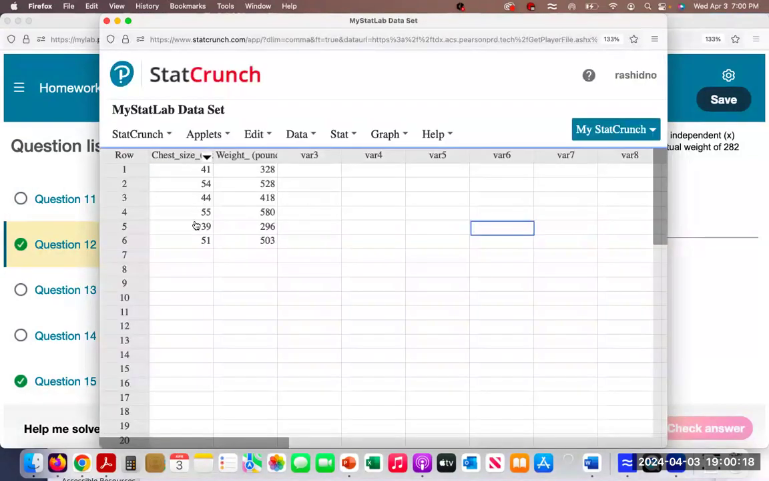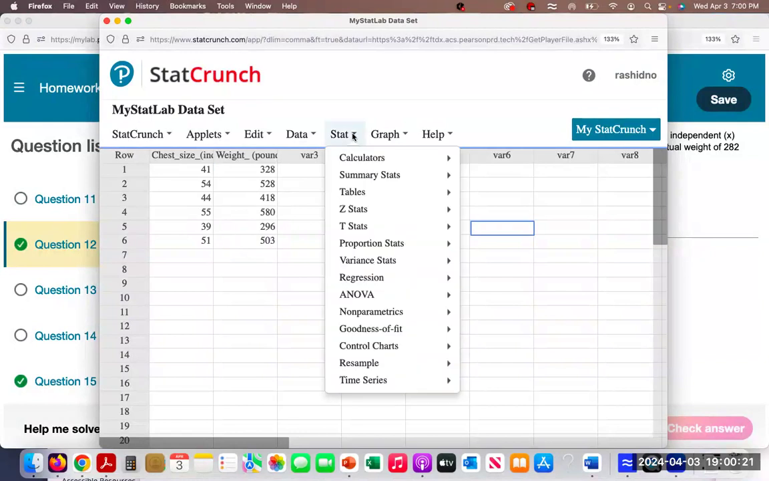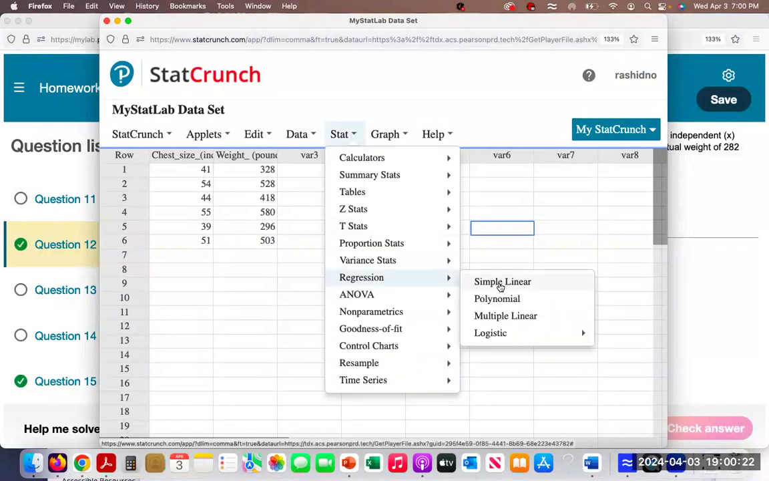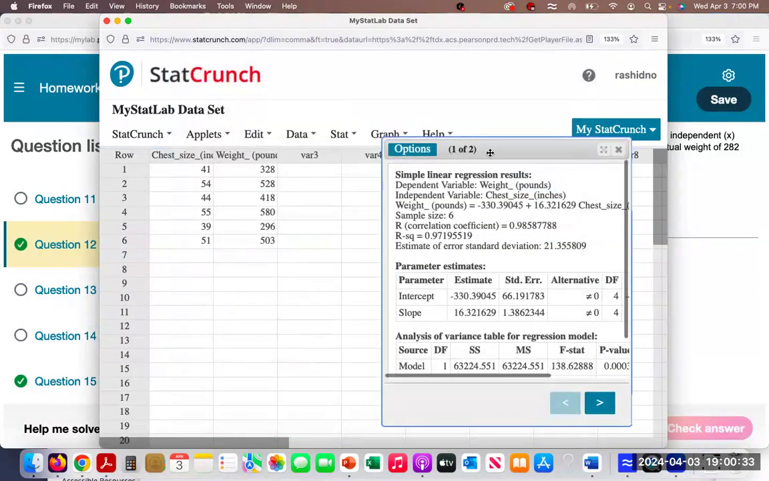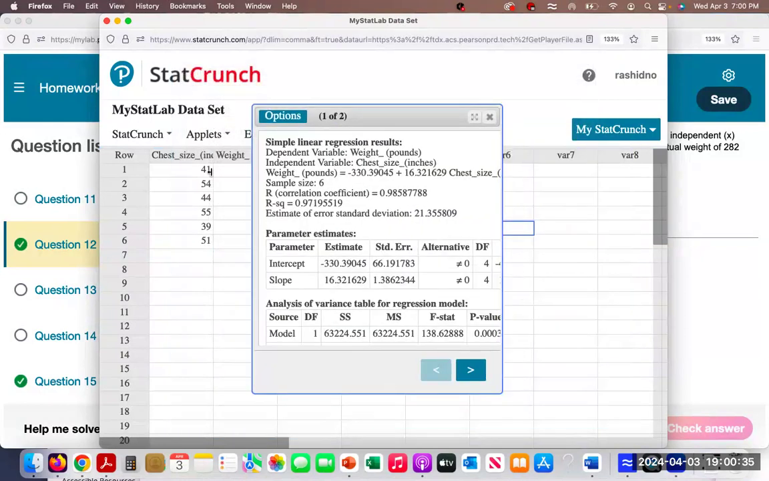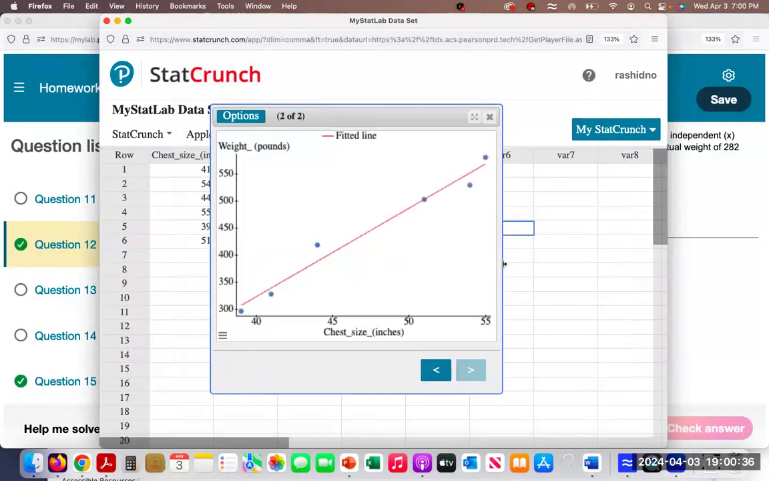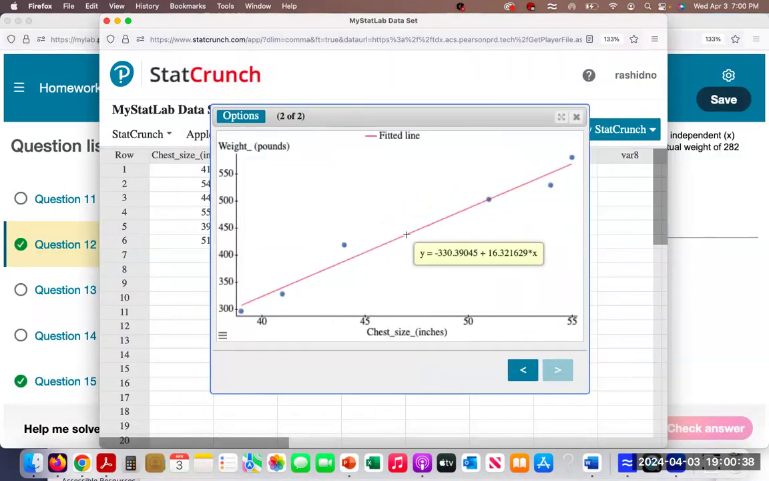So we have the chest size, we have the weight, we go on Stat, Regression, Simple Linear. X variable is the chest size, Y variable is the weight, and we just click Compute. And from there, we can find our equation of the regression line, and we can see that our regression line is increasing and it has a positive slope.